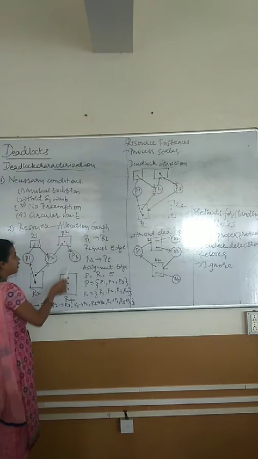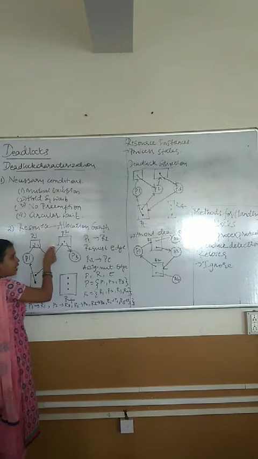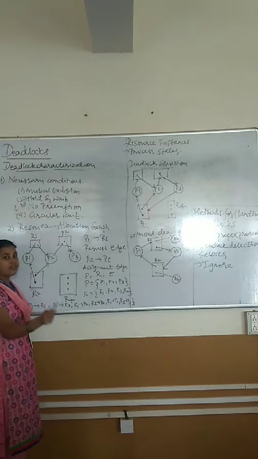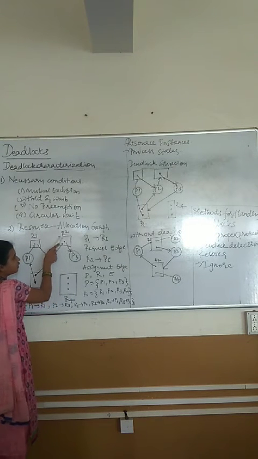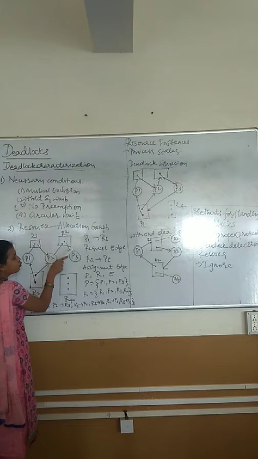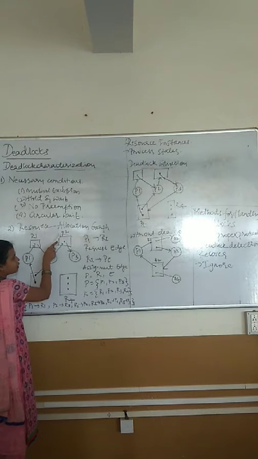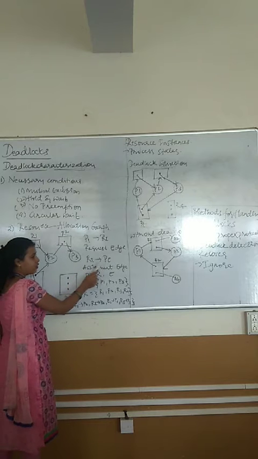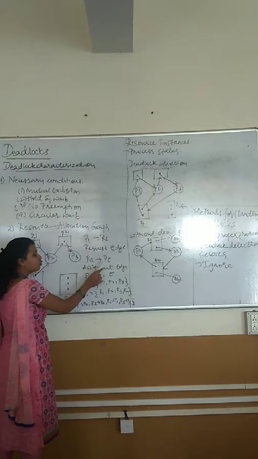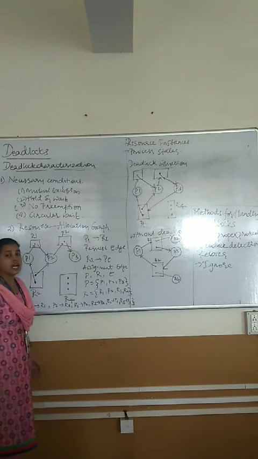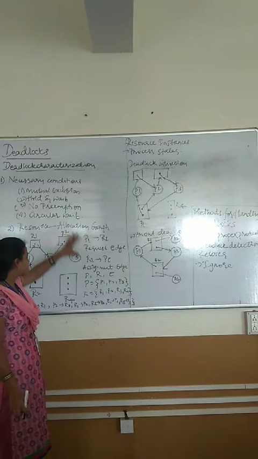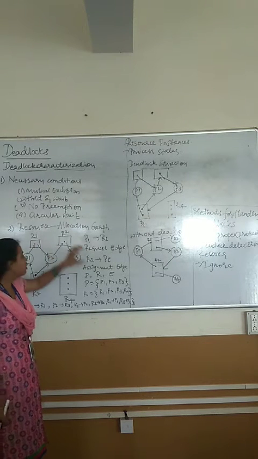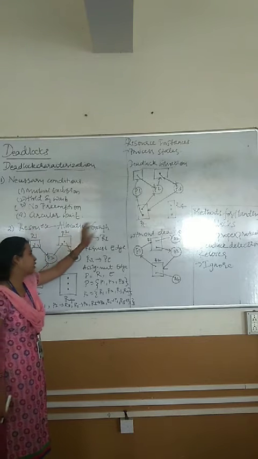Then another thing here. If an available resource is allocated to a process, then there will be an edge from the resource instance to the process, from Rj to Pi. This is called an assignment edge. So the collection of these vertices and edges gives you the system resource allocation graph.